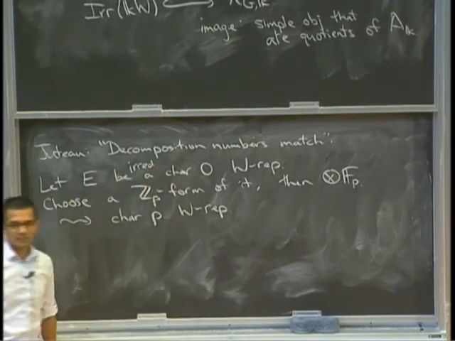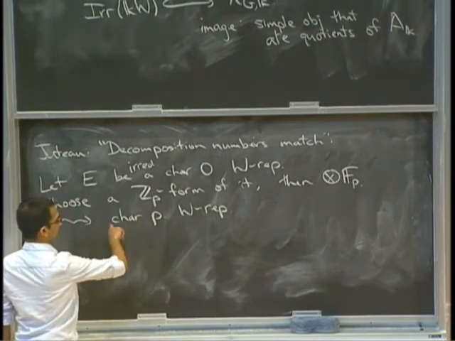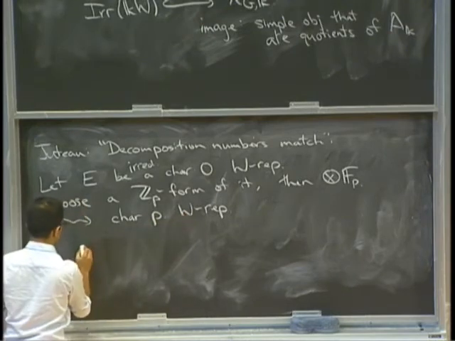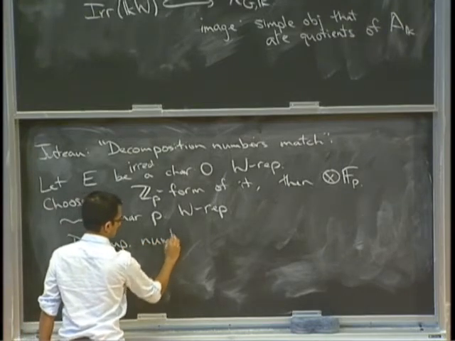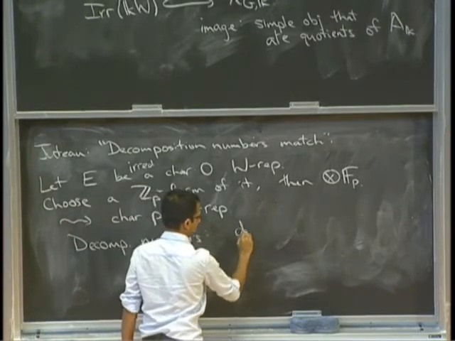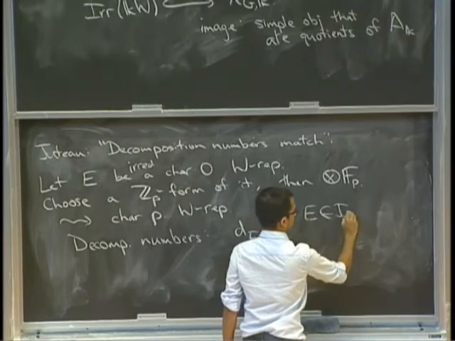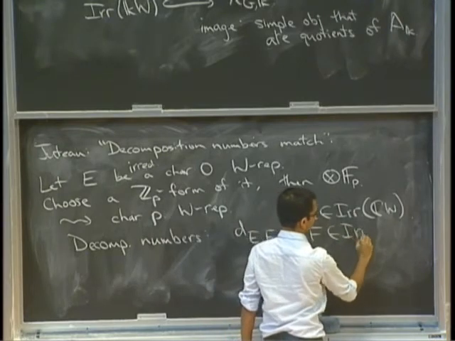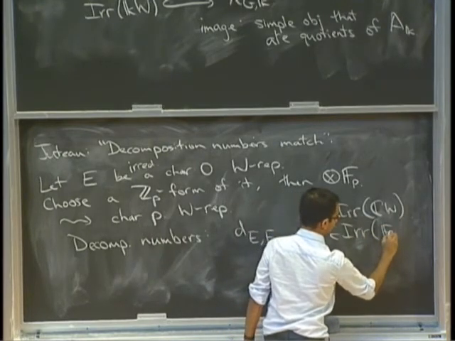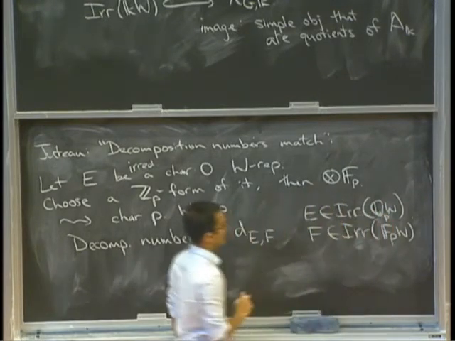Let me start with an irreducible up here. If you start with an irreducible, the thing you get in characteristic p in general will not be irreducible. And you can ask, what are the multiplicities of various irreducible characteristic p representations in it? These numbers are called decomposition numbers. So the notation is something like d_{E,F}, where E is an irreducible characteristic zero representation, and F is an irreducible positive characteristic representation. Maybe I should change that C to a Q_p. That's a little bit better.